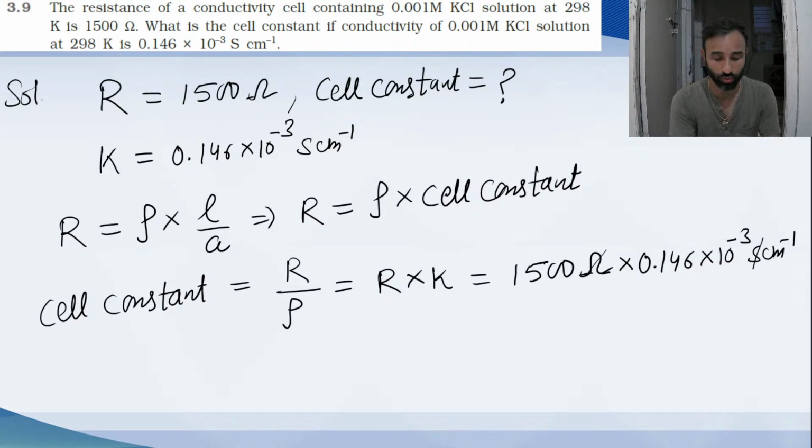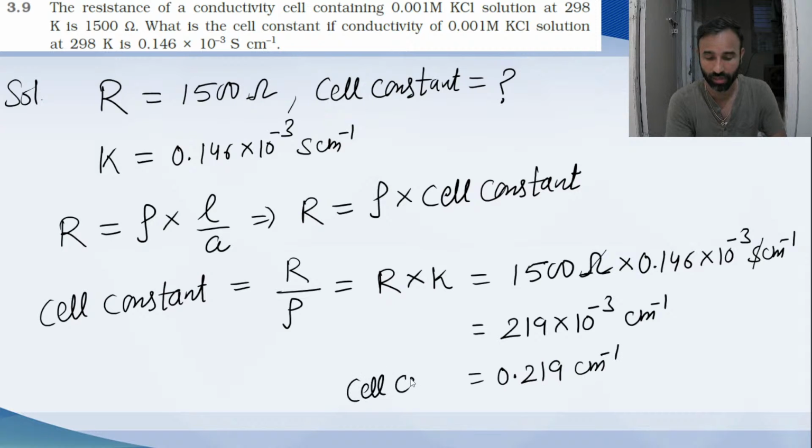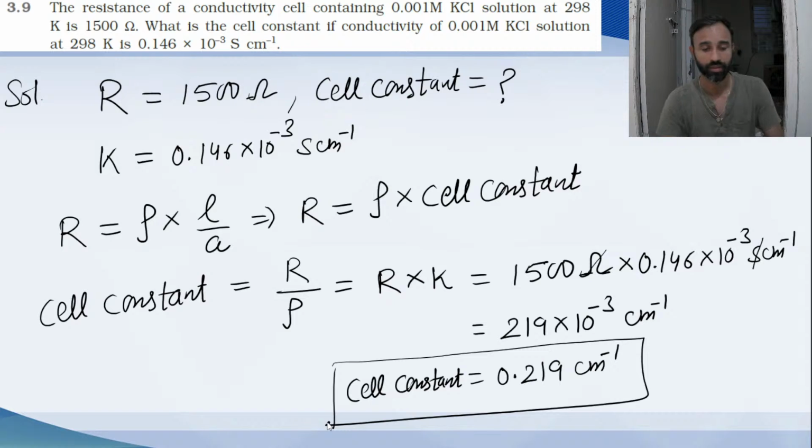So the value comes out to be 1500 into 0.146, that is 219 into 10 raised to power minus 3 per centimeter. Means 0.219 per centimeter. That is the cell constant. That's it. So this is question number 3.9.